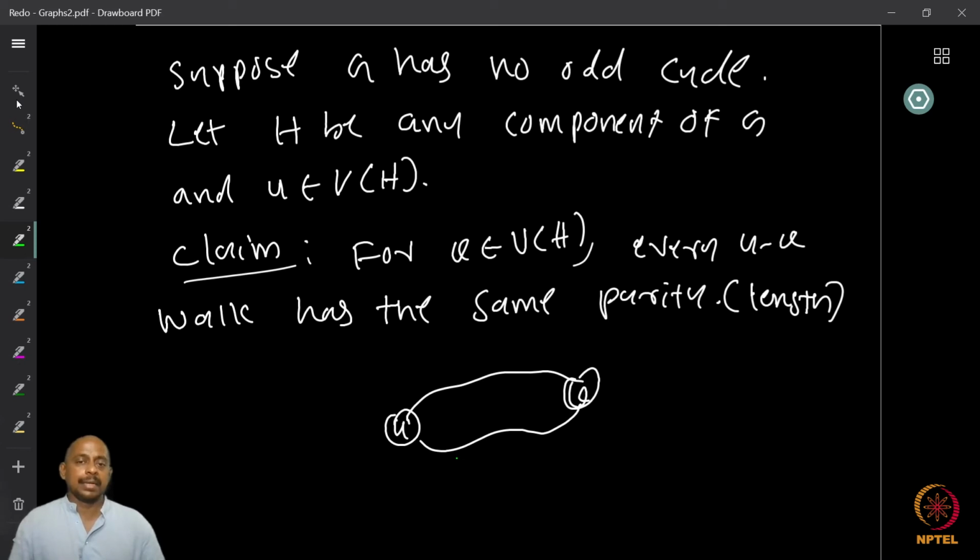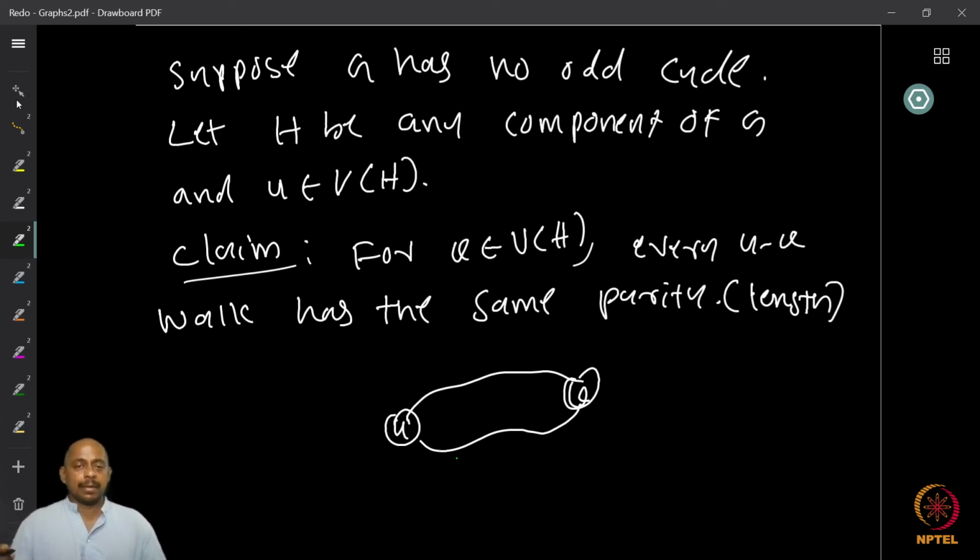Now what I can do is, for the vertex U in H, look at every UV walk. Take the starting vertex U, then fix any other vertex in the component. Then look at every UV walk in the graph, because if I take any vertex outside the component, there is no walk at all. So I can look at the UV walks from any vertex U to the vertices V.